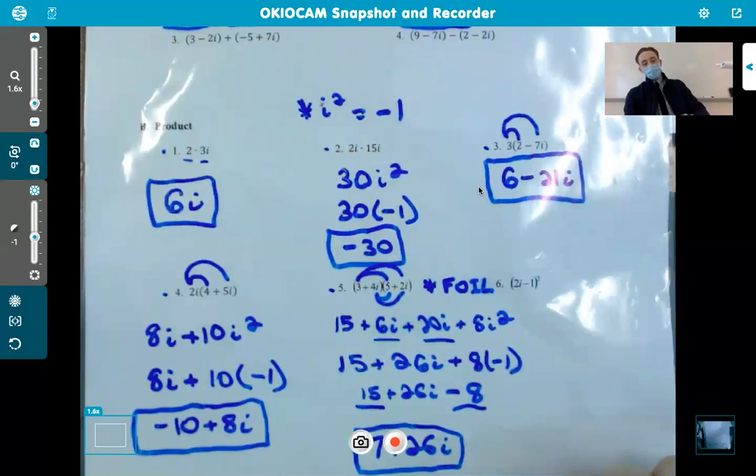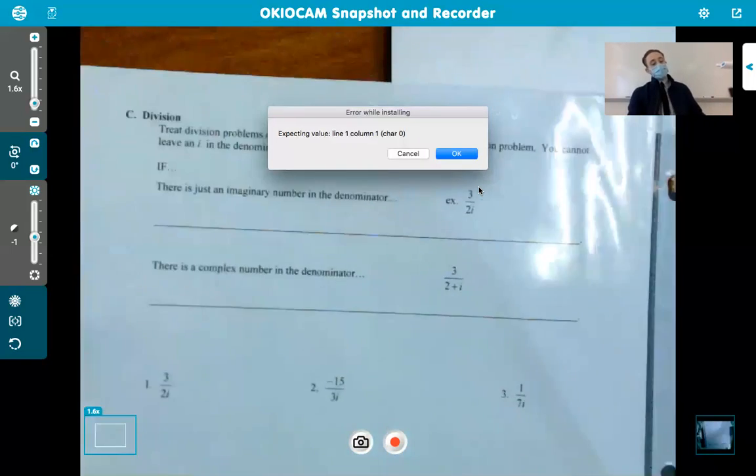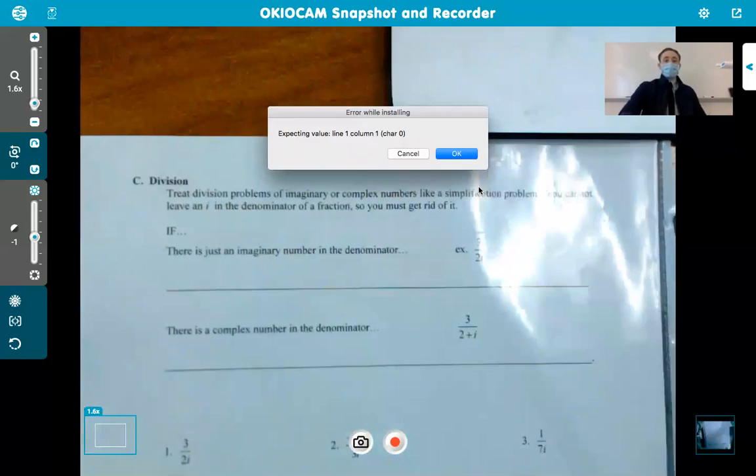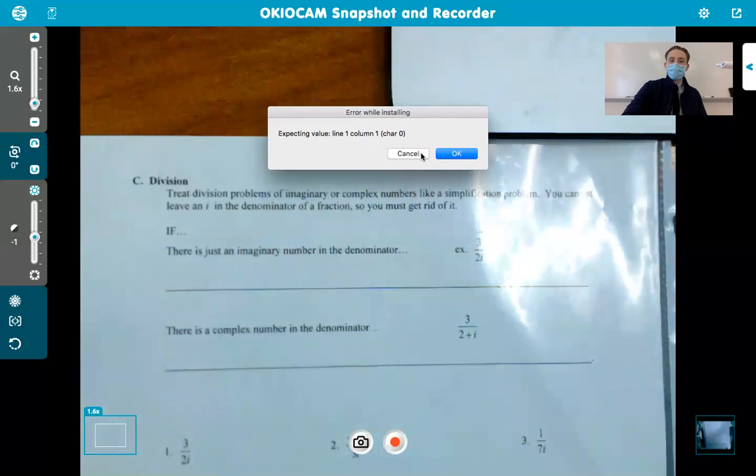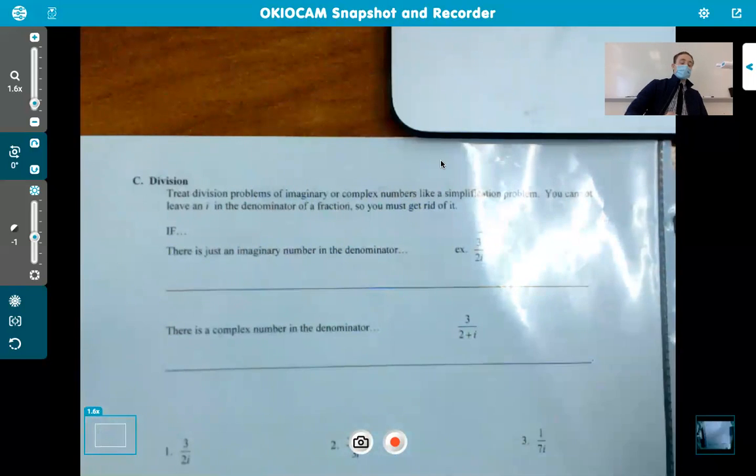Okay. The trickier part, or at least the part that's a little bit more of a process, is when we divide complex and imaginary numbers. Okay, when we're doing division of complex numbers. So this is the last page of the notes if you're following along.